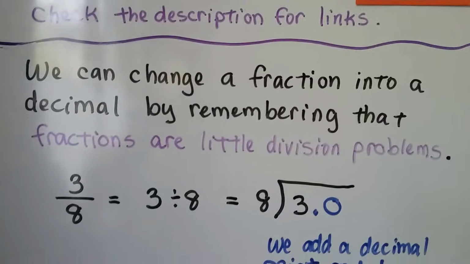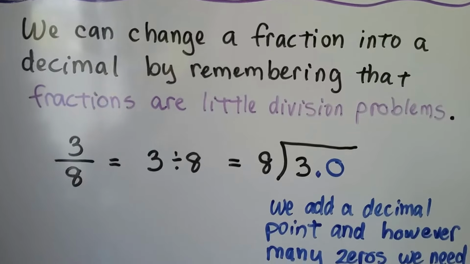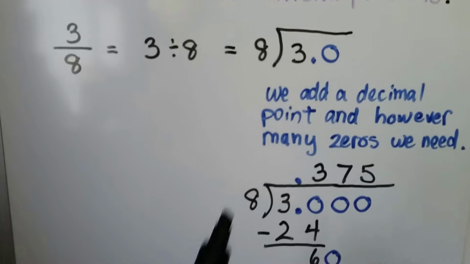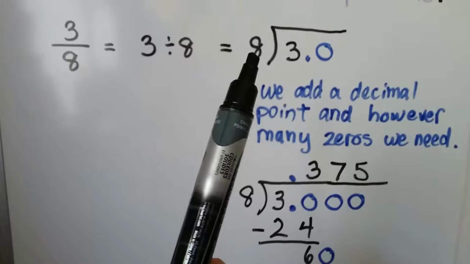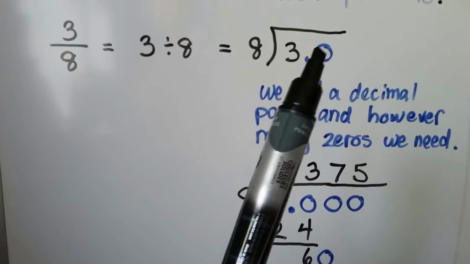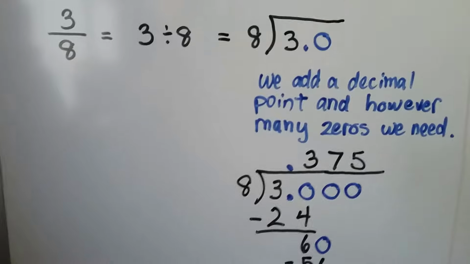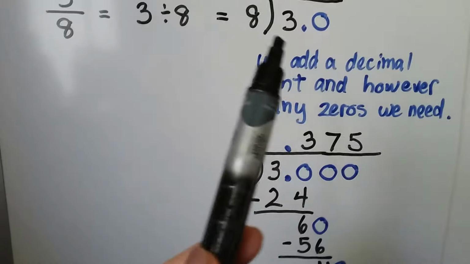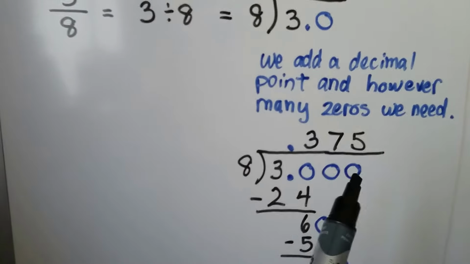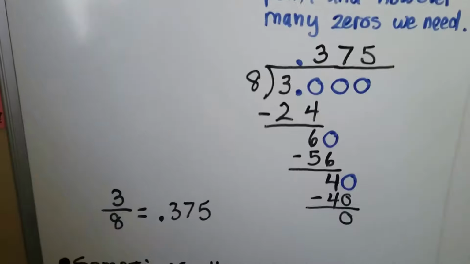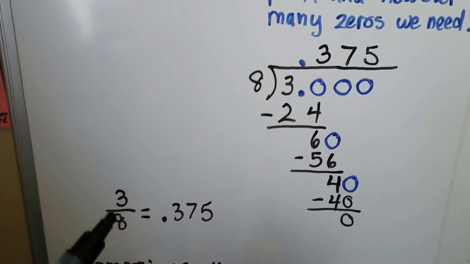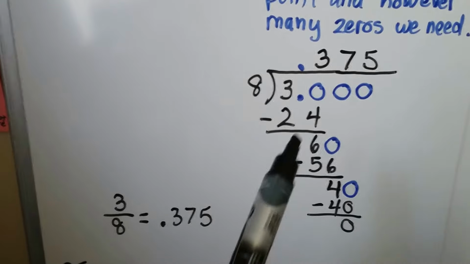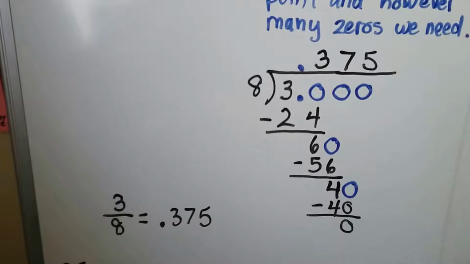We can change a fraction into a decimal by remembering fractions are little division problems. I say that all the time. 3/8 means 3 divided by 8. The 8 would be out here as the divisor, and the 3 would be the dividend. We can add a decimal point and however many zeros we need to do the long division. Because 8 can't go into 3, but if we put a decimal point here, we can add a bunch of zeros and then have a decimal quotient. It turns out that 3/8 is equal to 0.375 as a decimal.